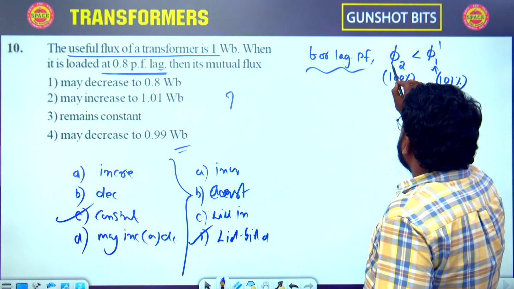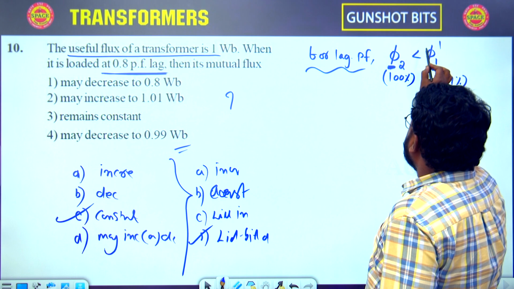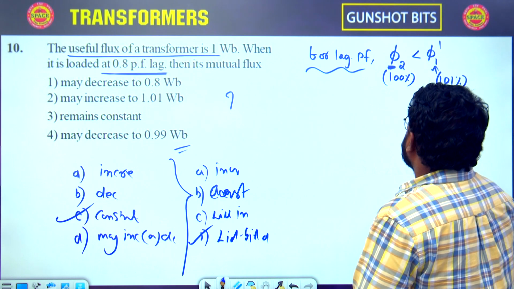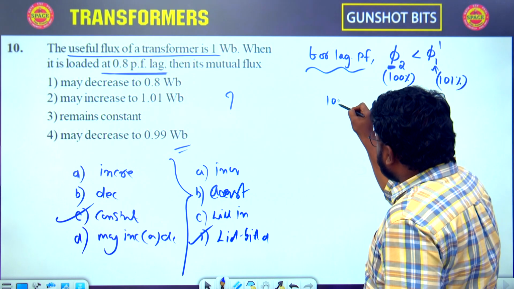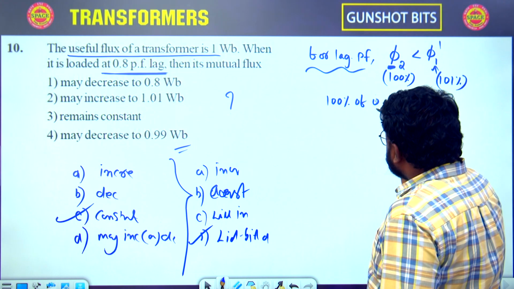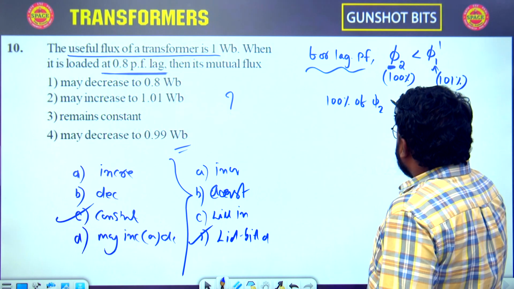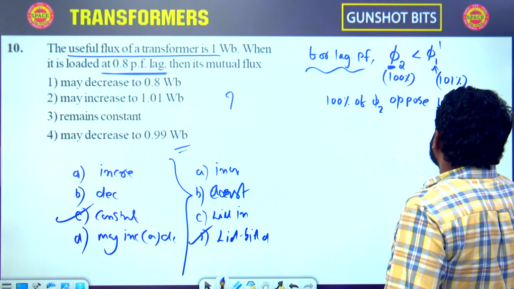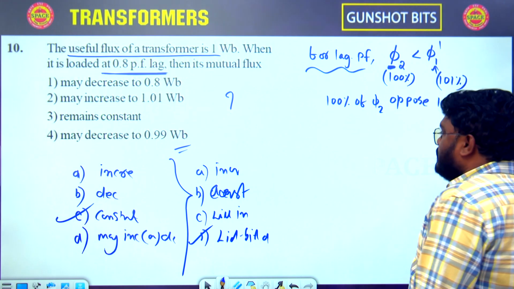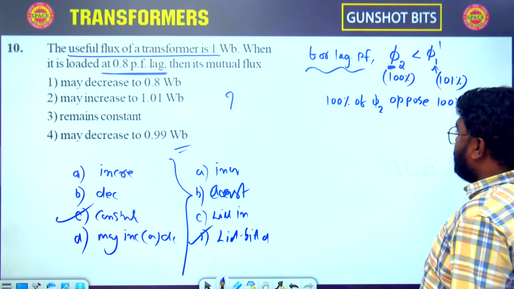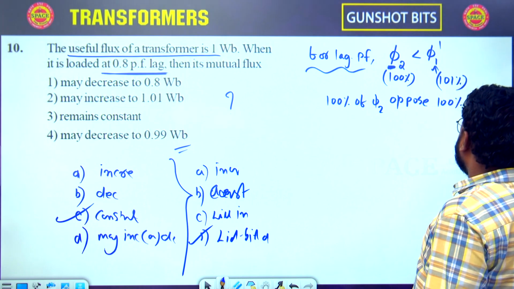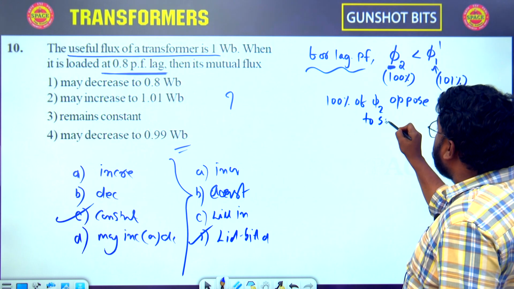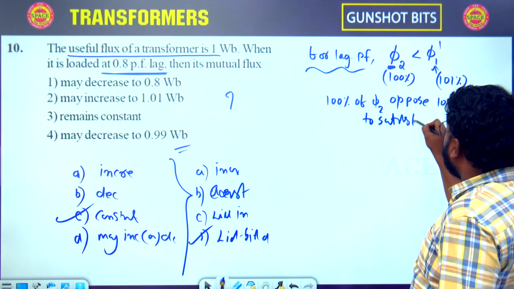So what will happen? This secondary flux phi 2 is less as compared to phi 1 dash. So 100% of phi 2 opposes 100% of the mutual flux phi 1 dash, to satisfy Lenz's law.